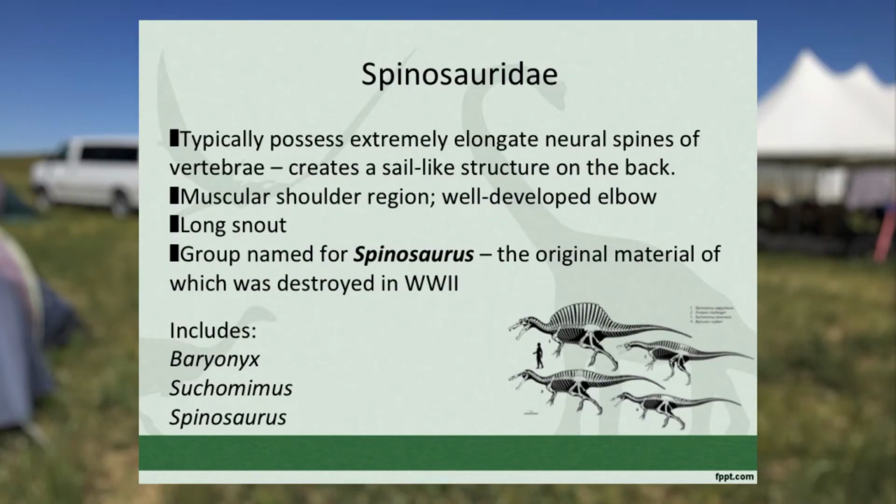All right, Spinosauridae. I'm not sure why my bullets are different right there. What's really famous about these guys? The big sails, right? They didn't all have that, but the big famous dinosaur, Spinosaurus, had it. So it kind of represents the group. Had a nicely developed muscular shoulder region. So the arms were quite large with a large pectoral girdle. So they had strong arms and a well-developed elbow. You see how big the arm is? How long it hangs down? Really long snout, and it's named after Spinosaurus. And the original dinosaur that was found that described this taxa was lost in World War II.